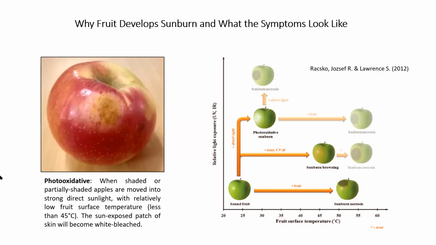And the last type of sunburn damage is photooxidative, which is temperature independent. So it depends only on the sun. It occurs when shaded apples are moved into strong direct sunlight. Often the sun-exposed patch of skin will become white, bleached, indicating that skin cells have died. Usually after a few days, the patch can gradually become brown, and then it can turn black or necrotic.